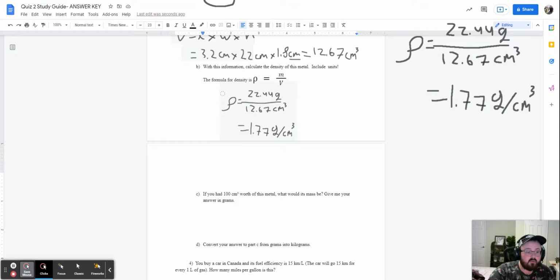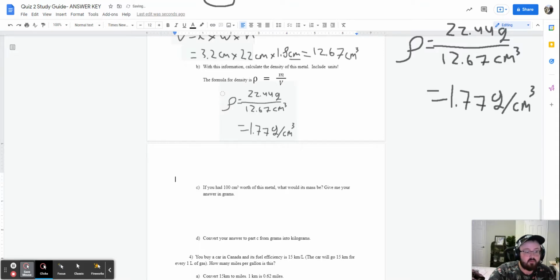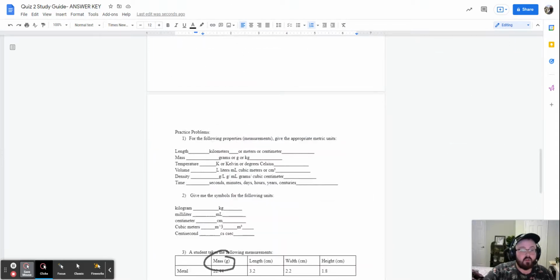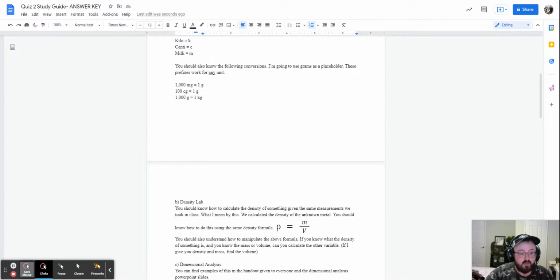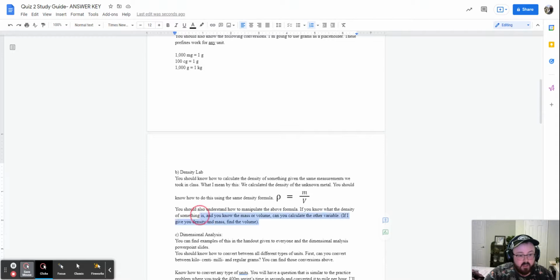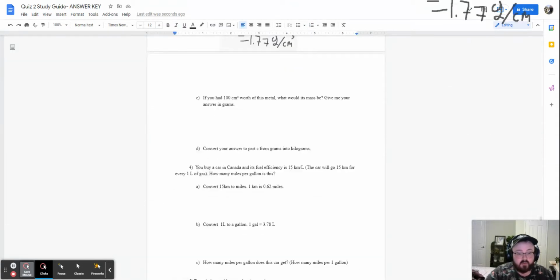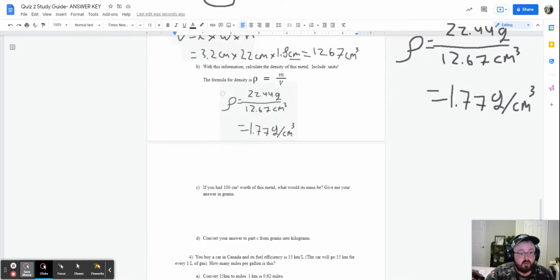Now, okay, here, if you had 100 centimeters cubed worth of this metal, what would its mass be? If you had a cube and its volume was 100 centimeters cubed, what would its mass be? So this was the whole thing I was talking about up here, right? You should understand how to manipulate the above formula, this type of stuff. That's what we're doing down here. Let's get to it.